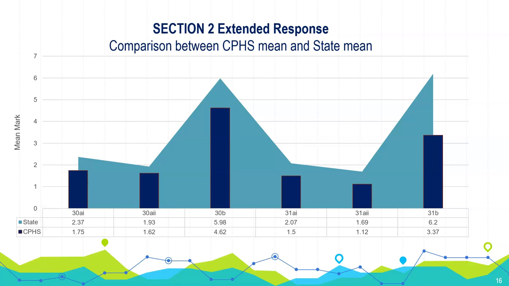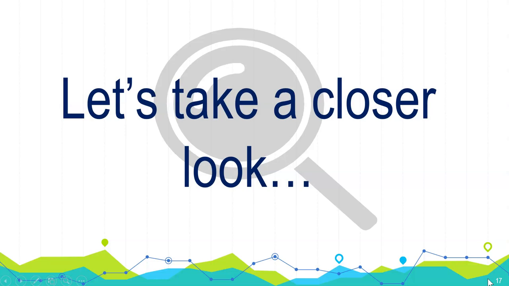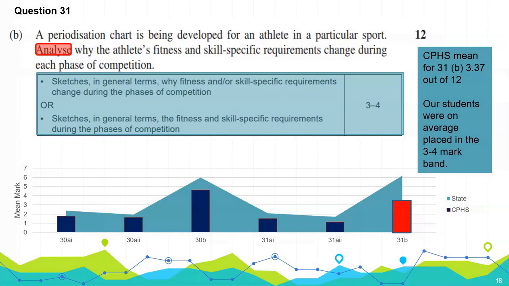In Section 2, in the extended response, the results showed that our students performed close to the state mean with the exception of question 31B, where they underperformed. So taking a closer look at question 31.